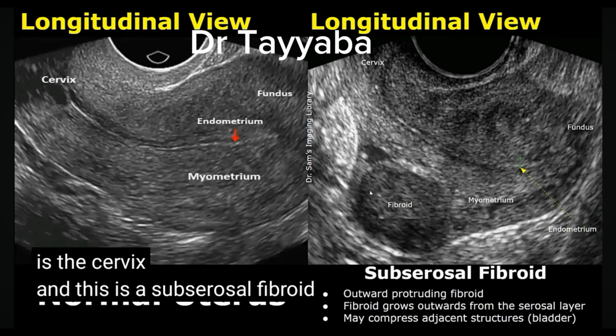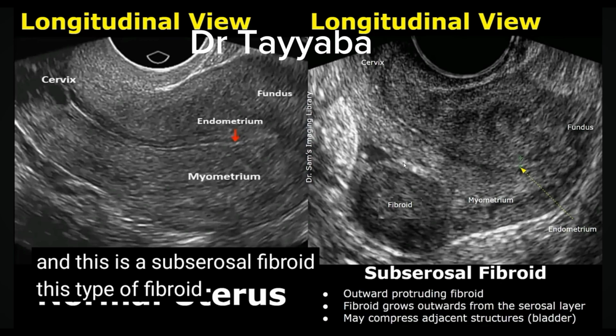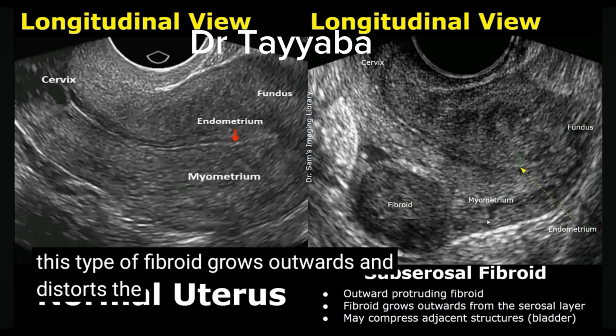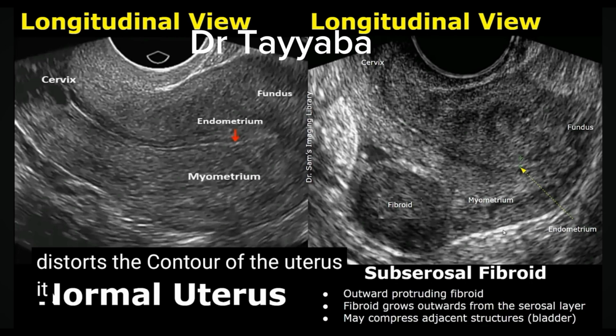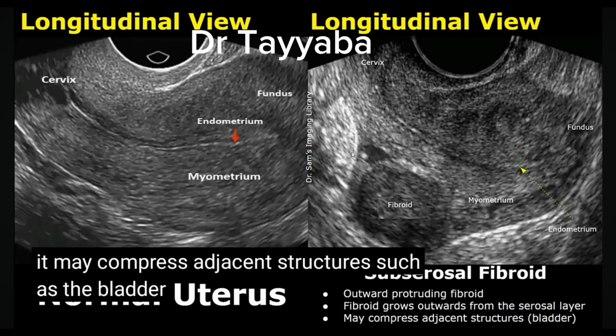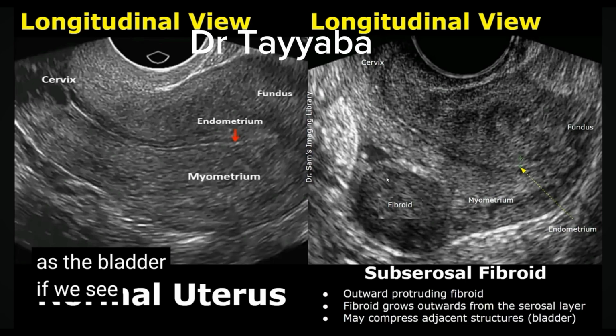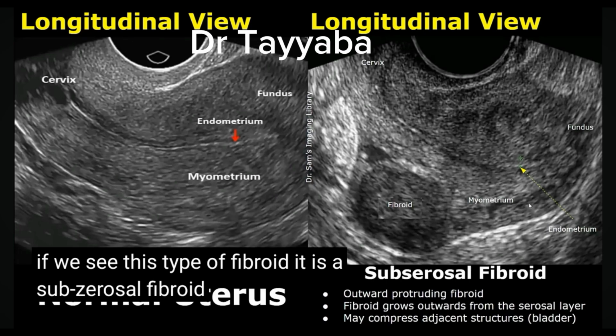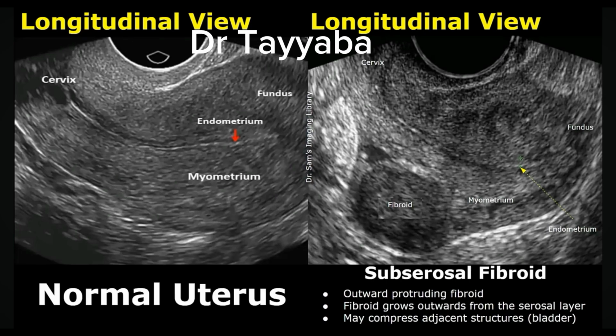and this is a subserosal fibroid. This type of fibroid grows outwards and distorts the contour of the uterus. It may compress adjacent structures such as the bladder. If we see this type of fibroid, it is a subserosal fibroid.